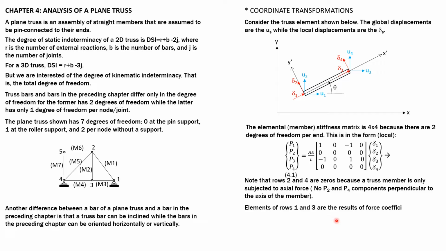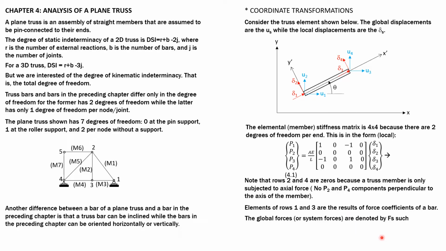Elements of rows 1 and 3 are the force coefficients of a bar, if you remember. So we only do not put the k here, which is AE over L.